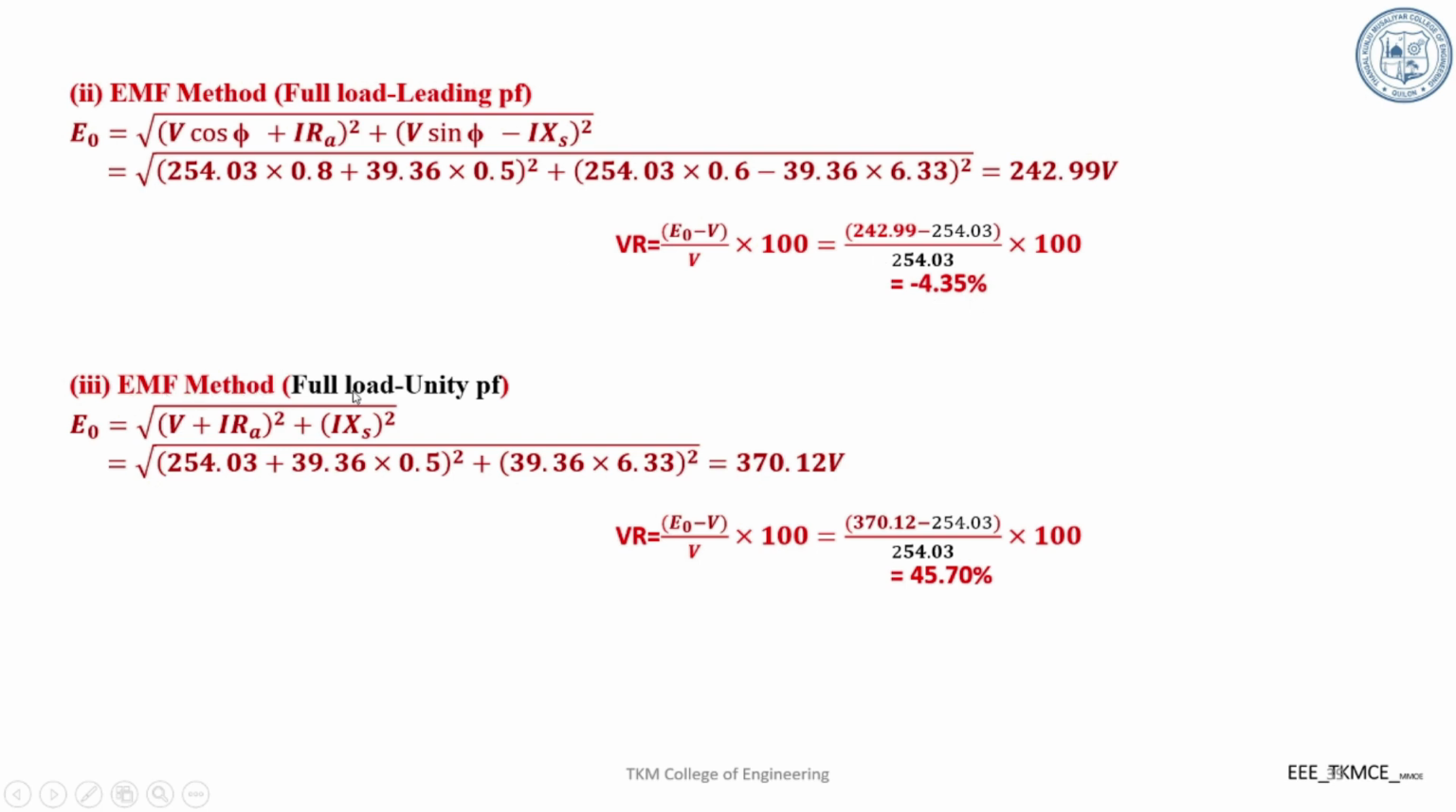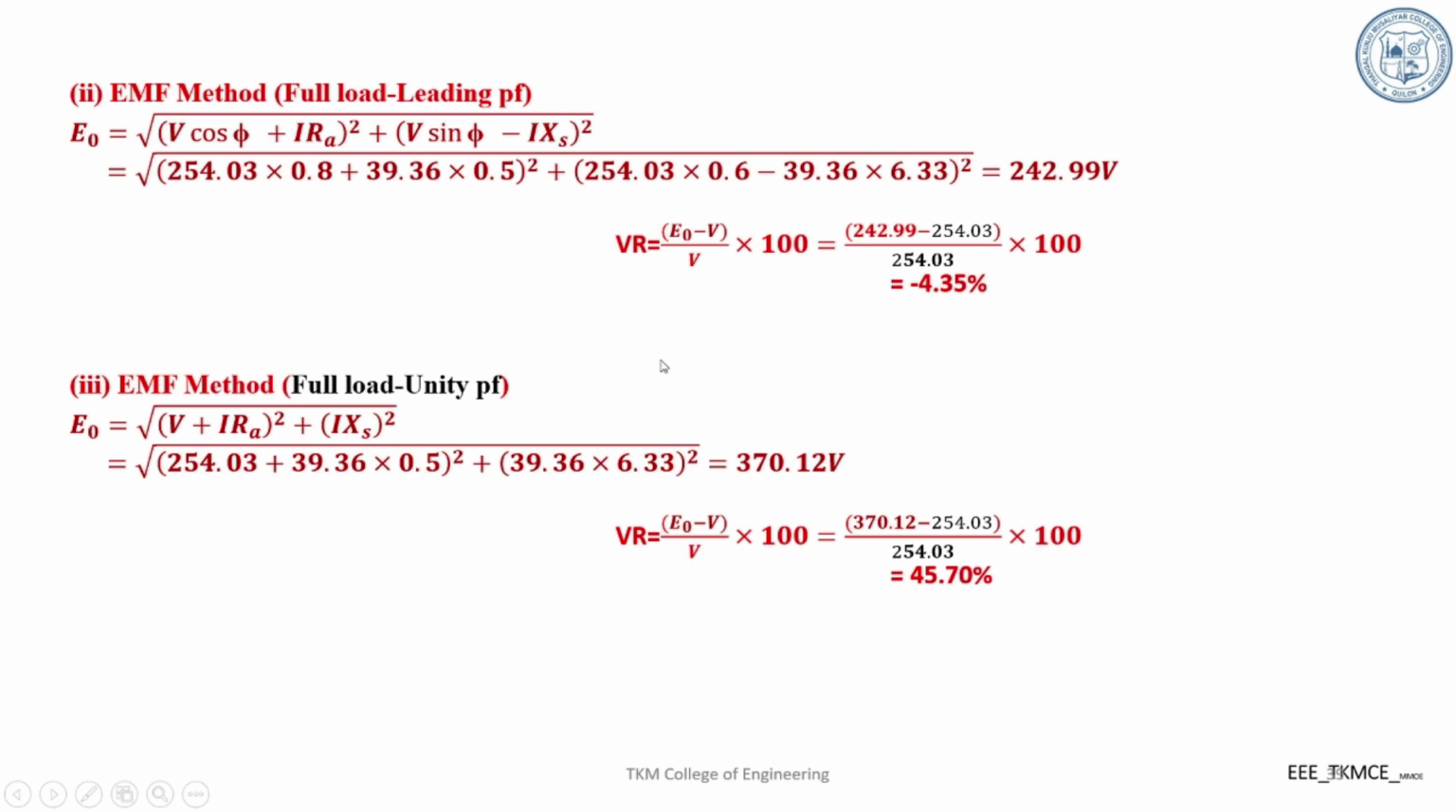Next, EMF method, full load unity power factor. So this is the expression to find out no load induced EMF under unity power factor condition. Substituting different parameters, E0 is obtained as 370.12 volt. Substituting E0 and V, we can obtain voltage regulation as 45.70%.